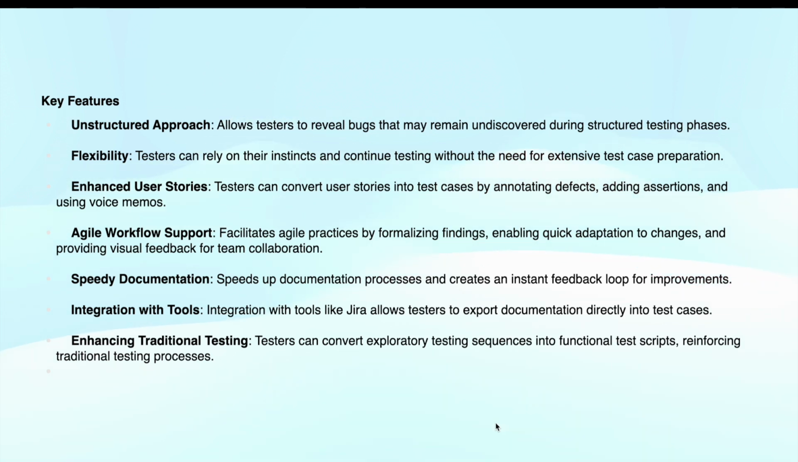Third is enhanced user stories. Testers can convert a user story into a test case by annotating defects, adding assertions or using voice memos. Fourth is agile workflow support. It facilitates agile practice by formalizing findings, enabling quick adaptation to change and providing visual feedback for team collaboration.